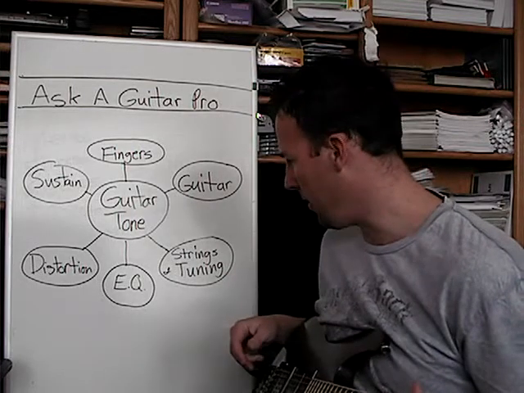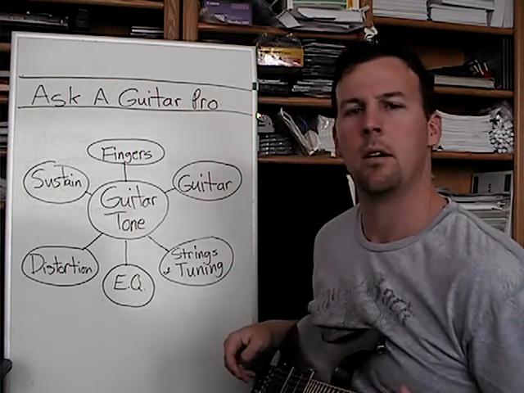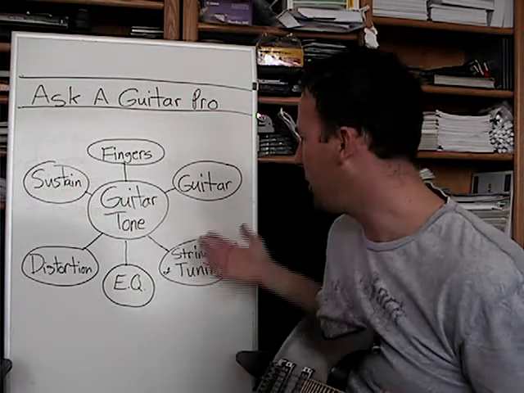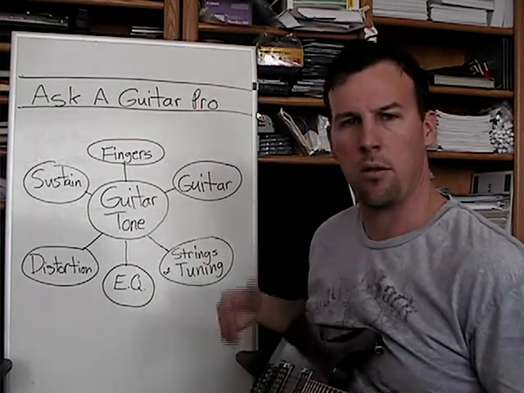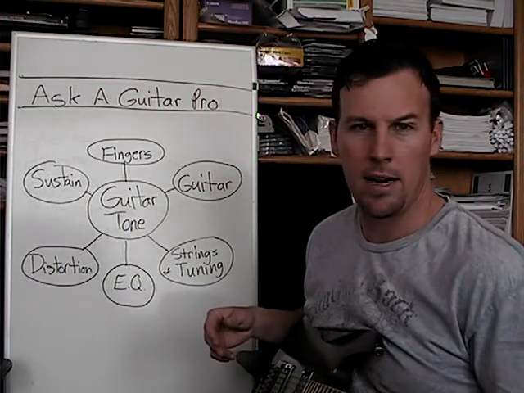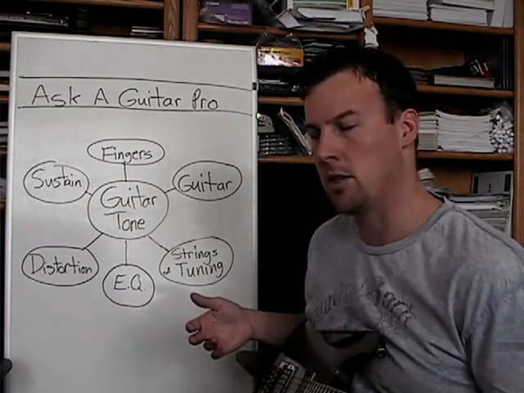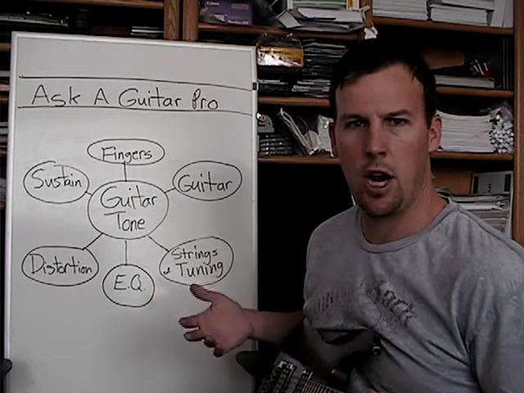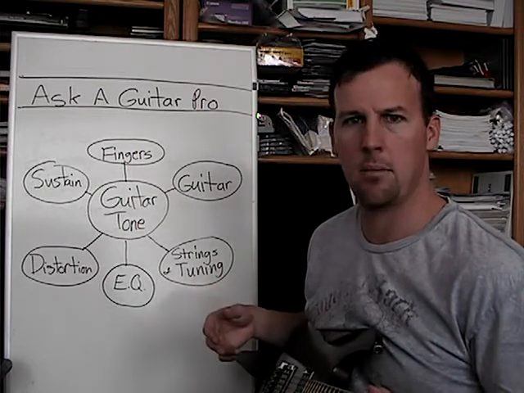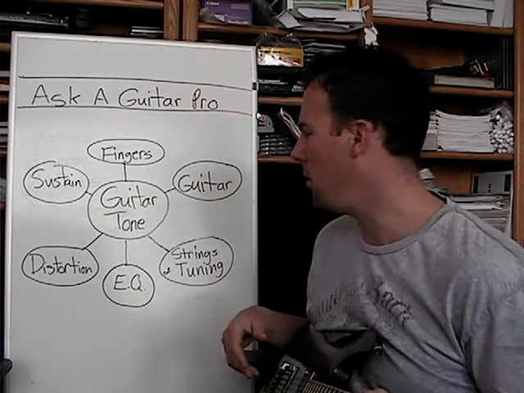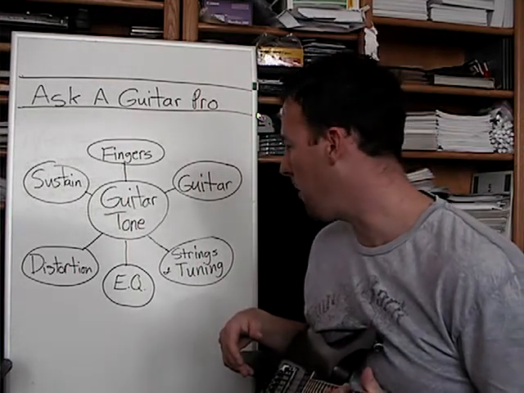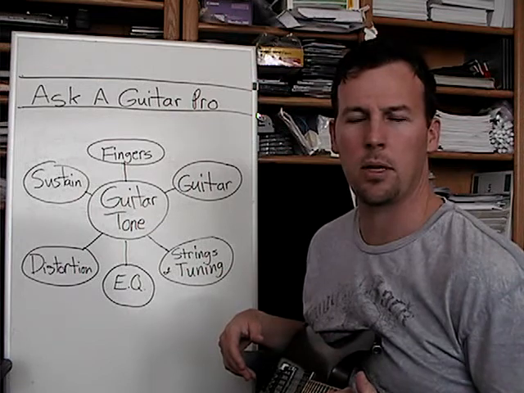Next category here are strings and tuning. Obviously this isn't mutually exclusive from the guitar itself, but the gauge of the strings you're using, whether they're light gauge like 9s for example, or some of the heavier gauges out there, that can definitely change the tone that the pickups are sending back to your amplifier. So the gauge of the strings makes a big difference as well. The tuning of the guitar plays a role as well.